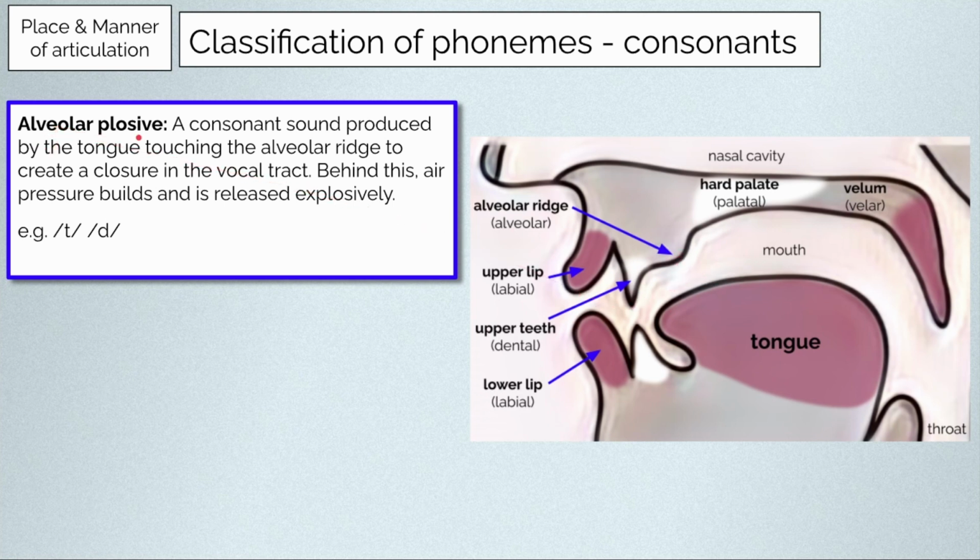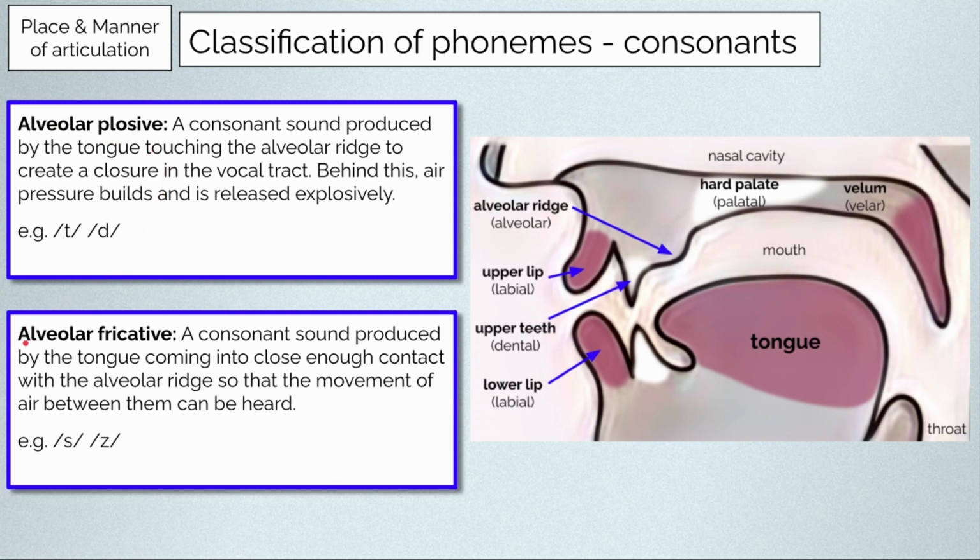Alveolar plosive. Compared with an alveolar fricative, s and z, which is the same place of articulation, just a different manner. A consonant sound produced by the tongue coming into close enough contact with the alveolar ridge so that the movement of air between them can be heard. Here the tongue is getting very close to, but not touching the alveolar ridge, as in the alveolar plosive.